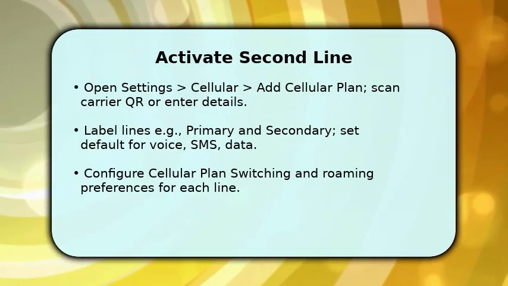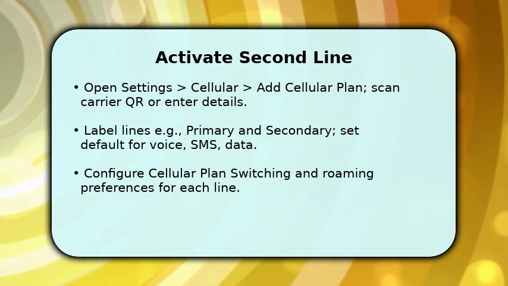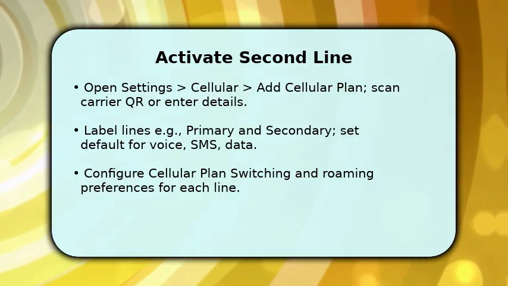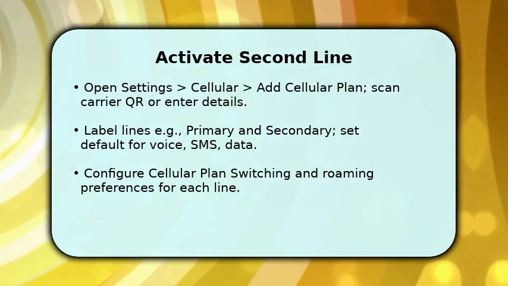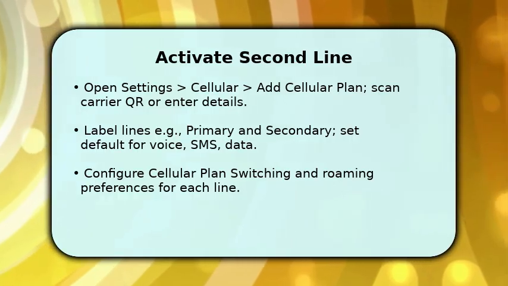You now activate the second number by opening Settings, Cellular, Add Cellular Plan, and scanning the carrier QR or entering the SM-DP+ activation code. Once added, label each line so you recognize them, primary and secondary or work and personal.